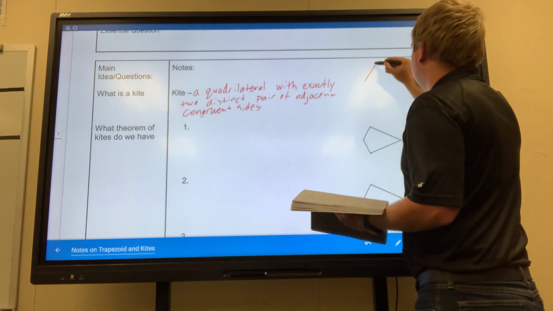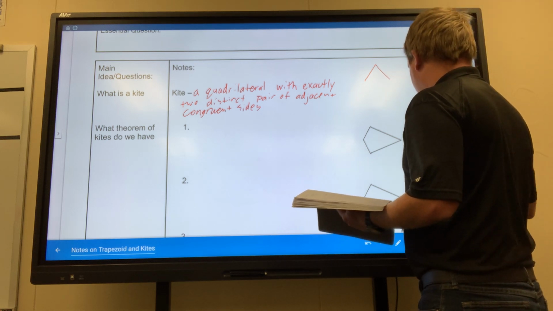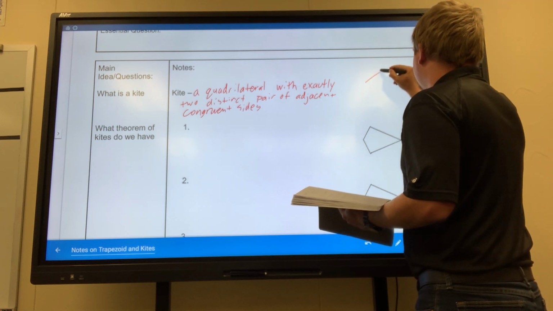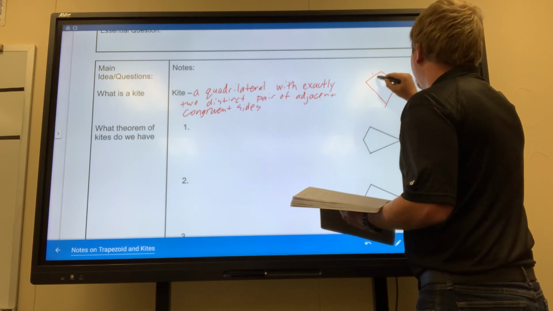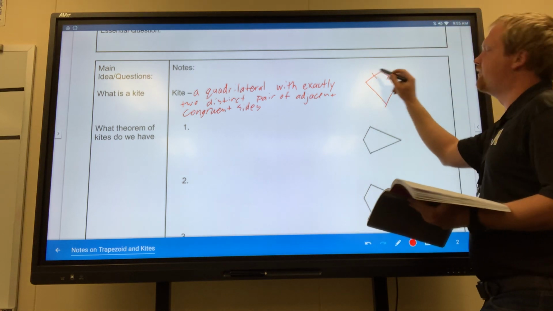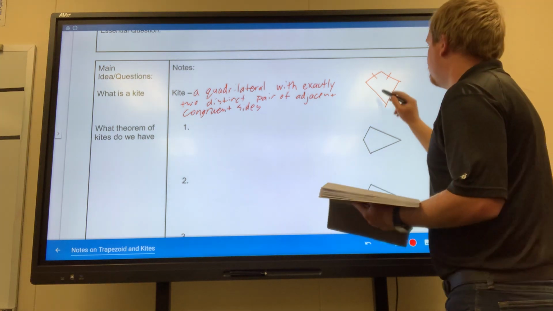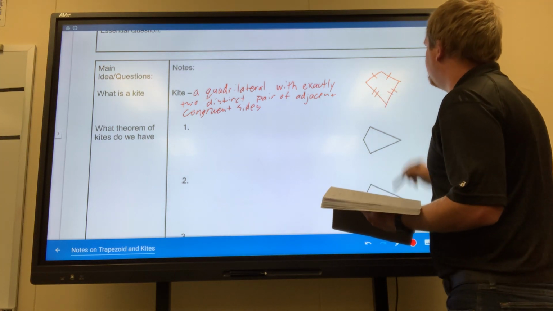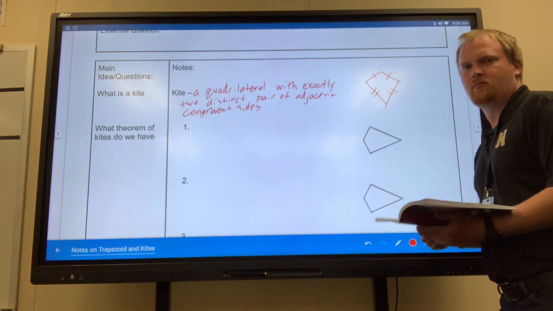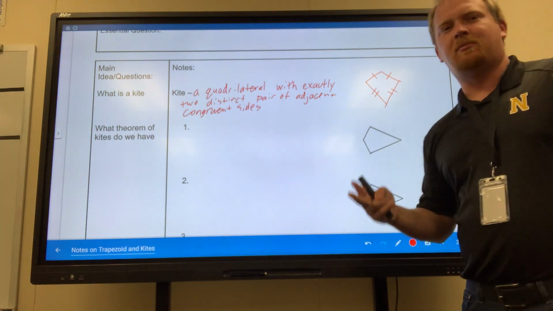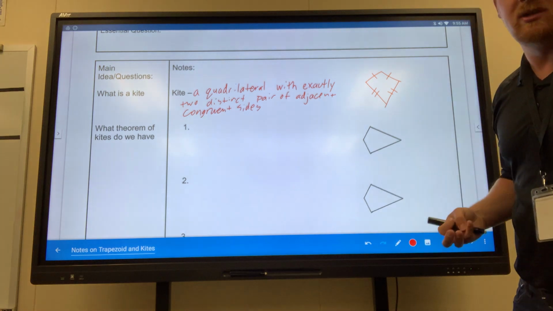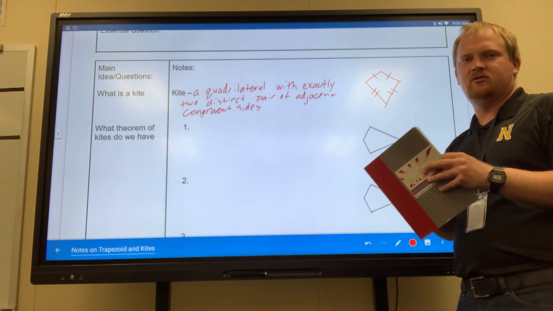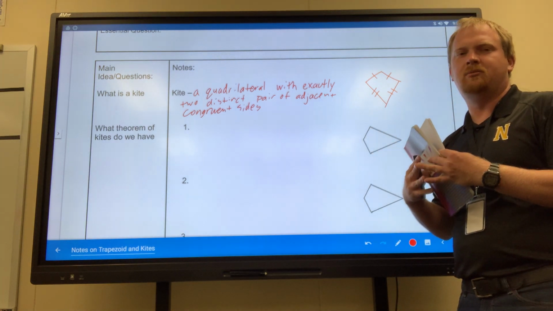Well, first off, it's kind of like a diamond. But it basically means since these two sides are adjacent, they're going to be congruent. So then the other two will be congruent as well. Alright? It just has to have pairs of adjacent congruent sides. Now, what does adjacent mean? It means they touch. Okay? That means they're touching at one point.